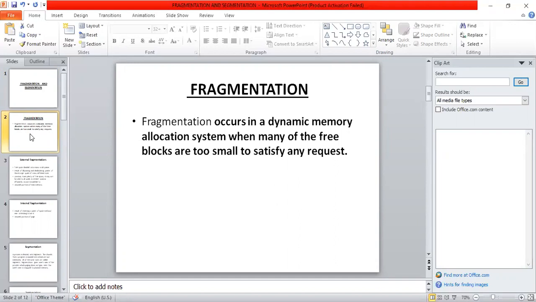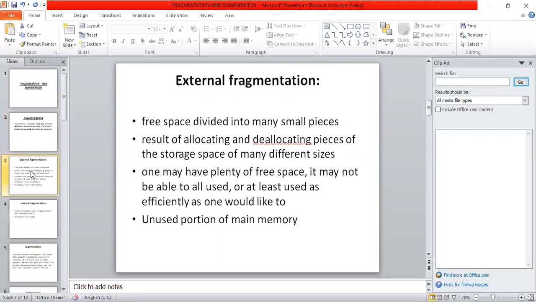This is entirely invisible to users, but it can slow down the speed at which data is accessed because the disk drive must search through different parts of the disk to put together a single file. Fragmentation occurs in dynamic memory allocation system when many of the free blocks are too small to satisfy any request. There are two types of fragmentation: internal fragmentation and external fragmentation.